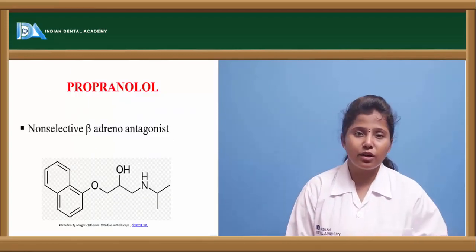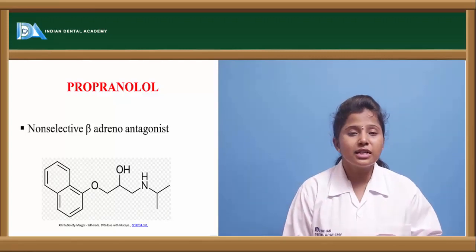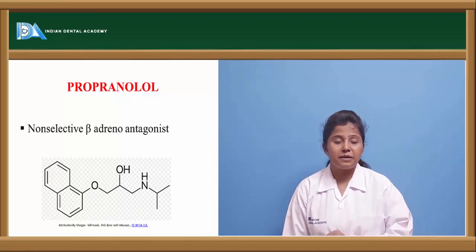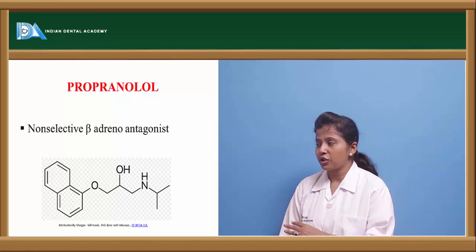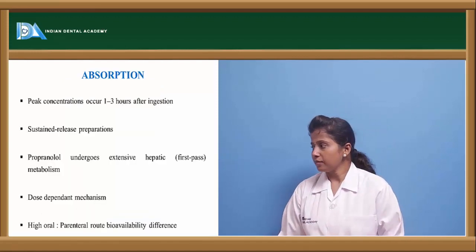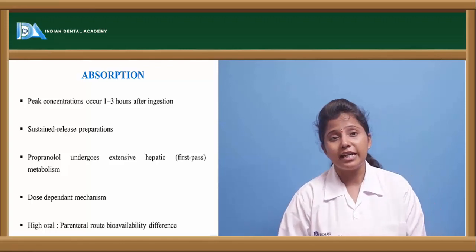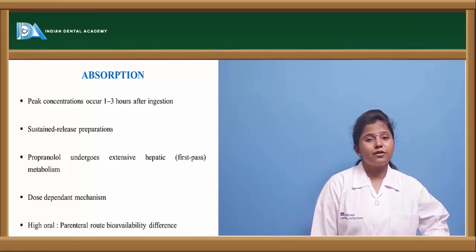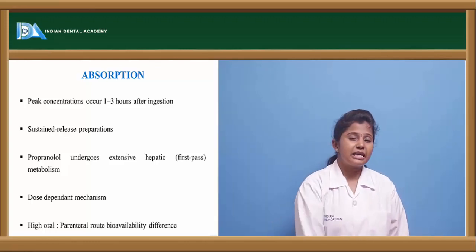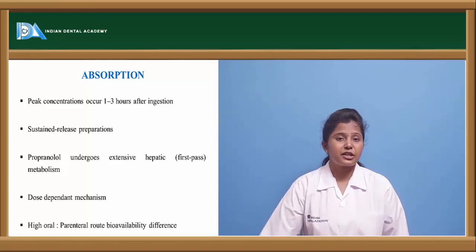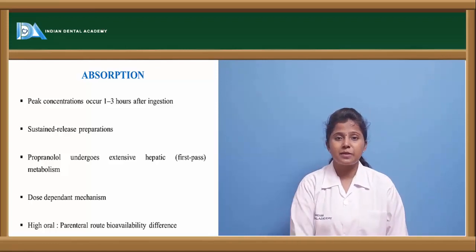Let us see the individual drug. The first drug is propranolol. Propranolol is a non-selective beta adrenergic receptor blocker. It binds to all the beta adrenergic receptors. And here we can see the structure of propranolol. Let us see the absorption. So what are the pharmacokinetics of propranolol? The main mechanism of all the beta receptor antagonists is that they bind to beta receptors and thereby the blockade of beta receptor action takes place. That is the common mechanism of action shown by these beta receptor antagonists.